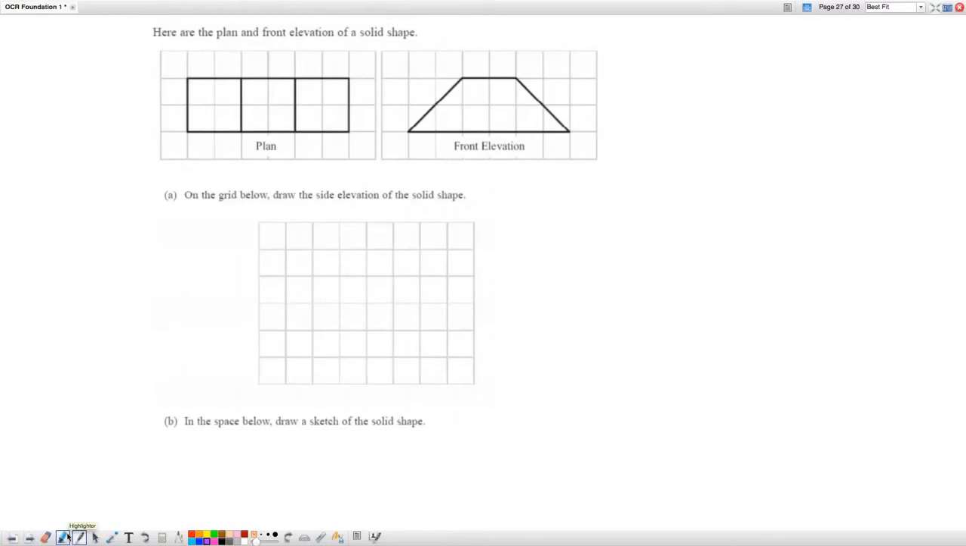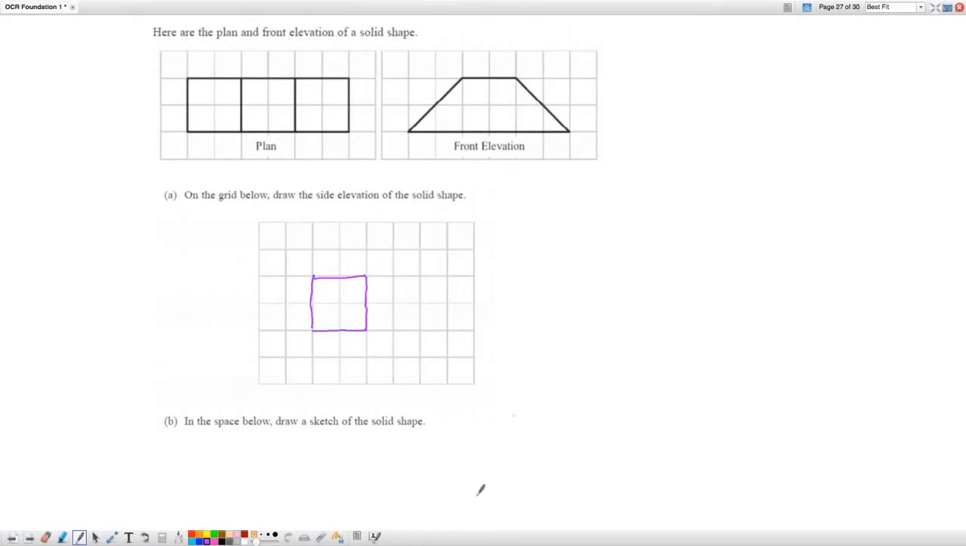Here we have a plan and front elevation of a solid shape. On the grid, we're asked to draw the side elevation of the shape. So we can see here, using our plan and front elevation, that this shape is just a square like this. And we look here at the side elevation of the shape.